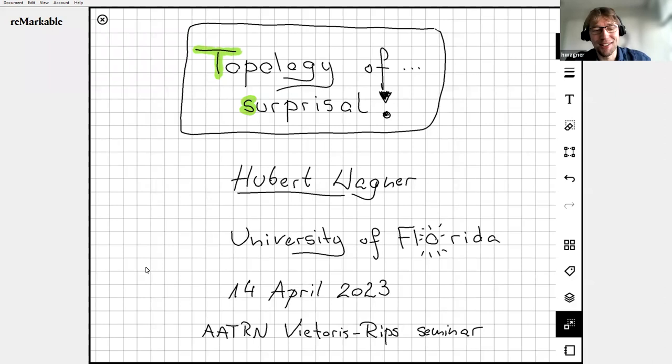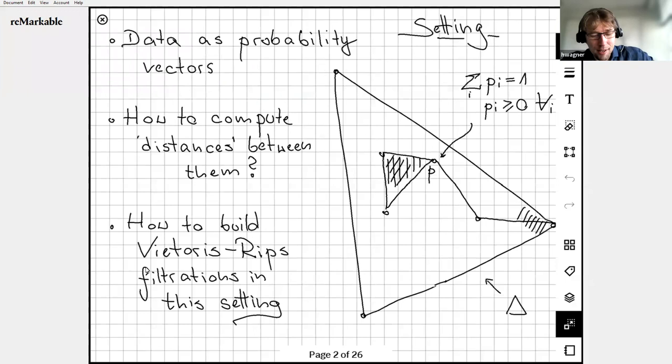I guess the title for now will have to remain a mystery, but I will explain what I mean by this. The setting for this talk is that I would like to work with data which is represented as probability vectors, or in other words, discrete probability distributions describing the same random variable. In practice, this could be histograms, or maybe predictions of, let's say, a classifier which give you probability distributions. Geometrically, we can think about points on the standard simplex, like in the picture.